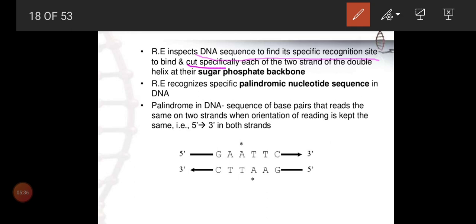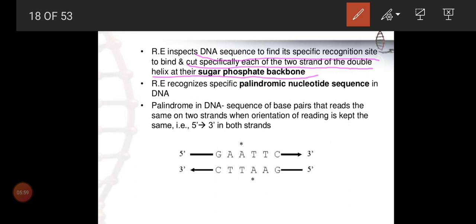Okay, and it cuts specifically each of the two strands of the double helix and their sugar phosphate backbone also. So it's very easy, because the cleavage is between the two helices of DNA, and also at the backside, the two strands are connected with the sugar phosphate backbone; that also will be cleaved by the restriction endonuclease.